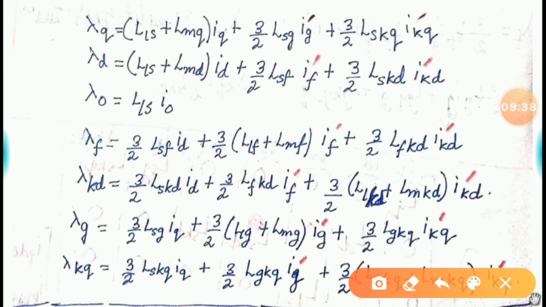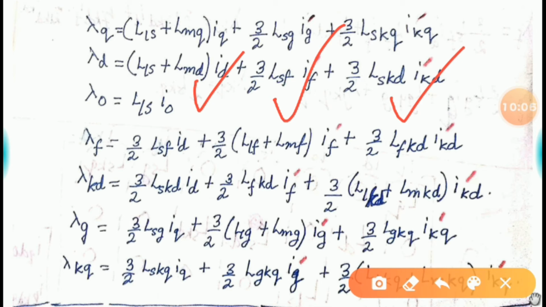Like here, you may not know that this is 3 by 2, you don't have to remember, but what you need to remember is that lambda d can only depend on id, if, and ikd. It cannot depend on ikq, ig, or iq. That type of thing will surely appear in your question.